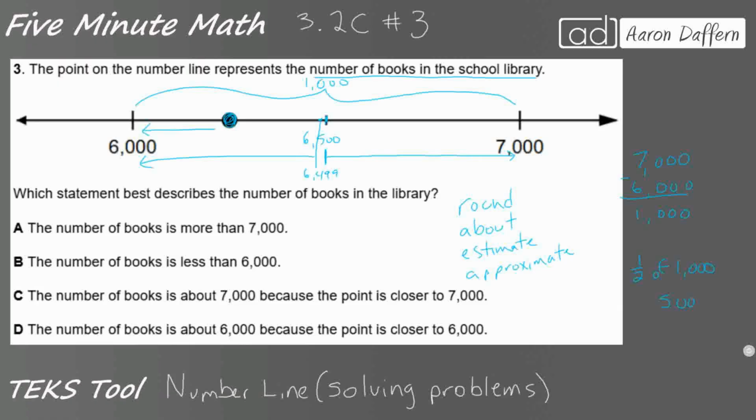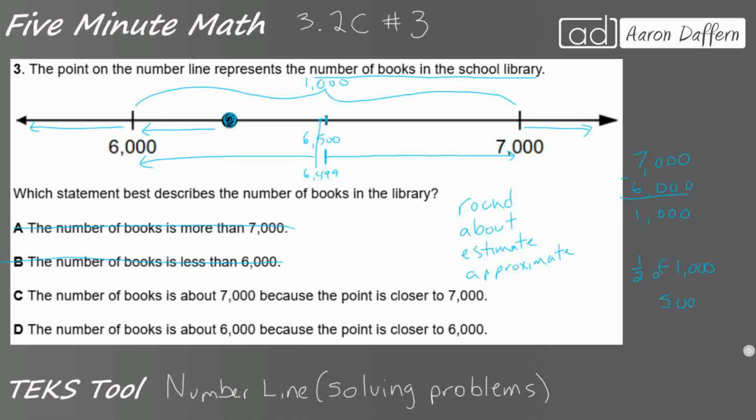So let's take a look at our answer choices. A: the number of books, remember that's being represented by this dot here, is more than 7,000. Well, here's 7,000, and so they're saying it is more than 7,000, and that is incorrect. That's not even actually close. All right, so B, the number of books is less than 6,000. Now that would be right here, and there's nothing there. So that is closer than the last one, but it's still incorrect.